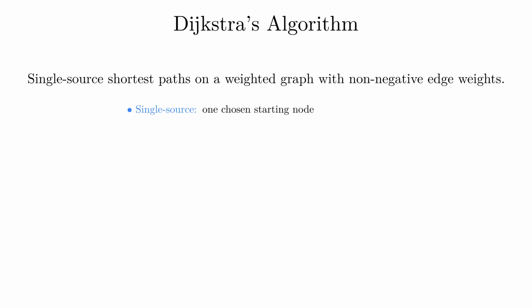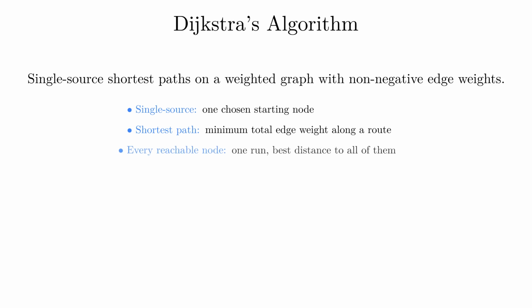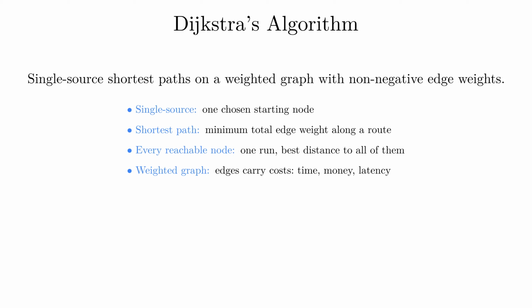Single source means we choose one starting node, usually called the source. Shortest path means we want the minimum possible sum of edge weights along a route. One run computes the best distance from the source to every reachable node. Weighted graph means edges have costs, such as distance, time, money, or latency. And non-negative weights means every edge cost must be at least 0.